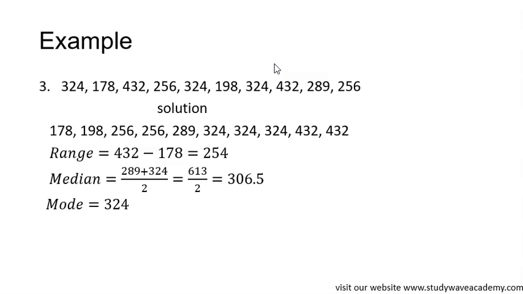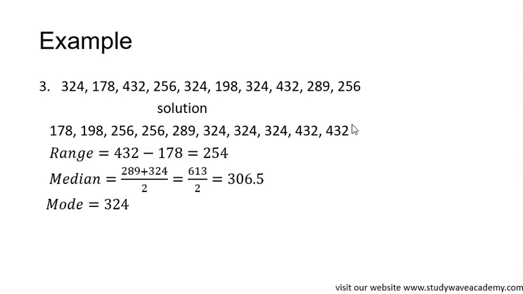So the smallest number here is 178. After 178, the next is 198, the next is 256, the next is 256, the next is 289, the next is 324, the next is 324, the next is 324, the next is 432, the next is 432. So you arrange it from the smallest to the biggest. You know how to arrange numbers from the smallest to the biggest, right? You compare the numbers, okay?